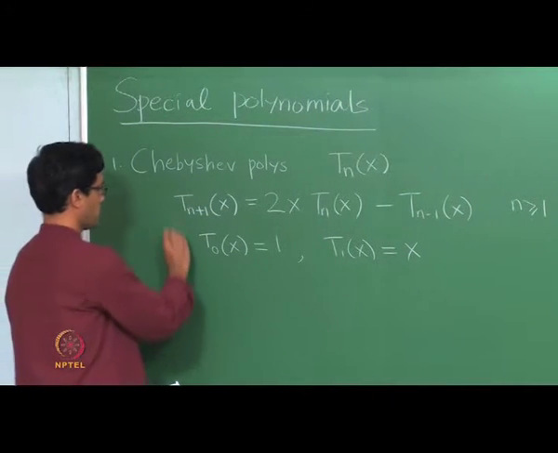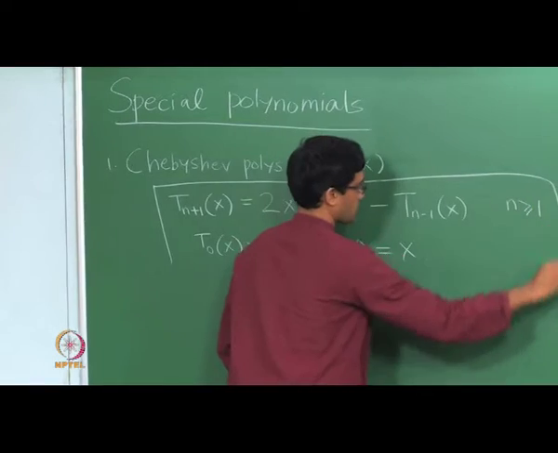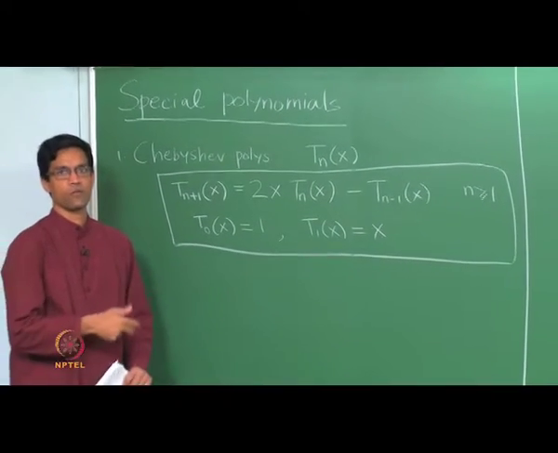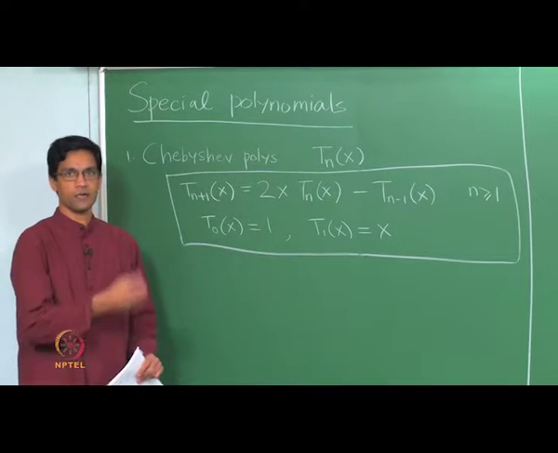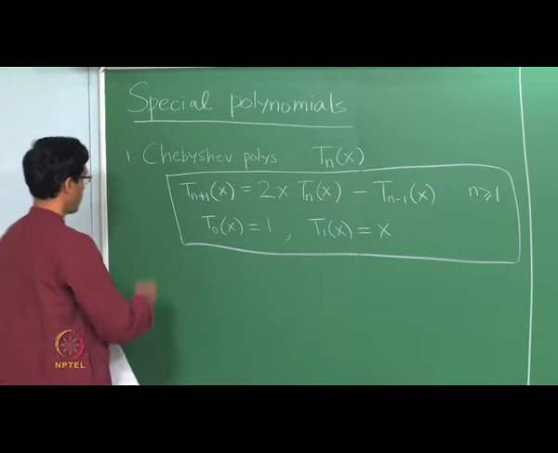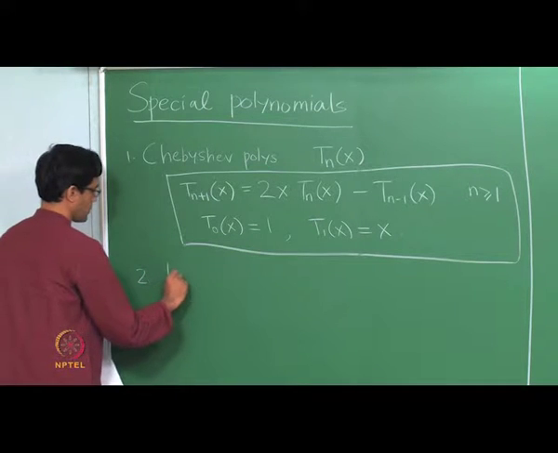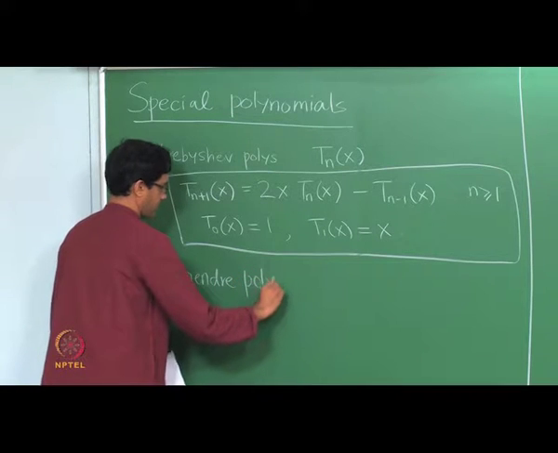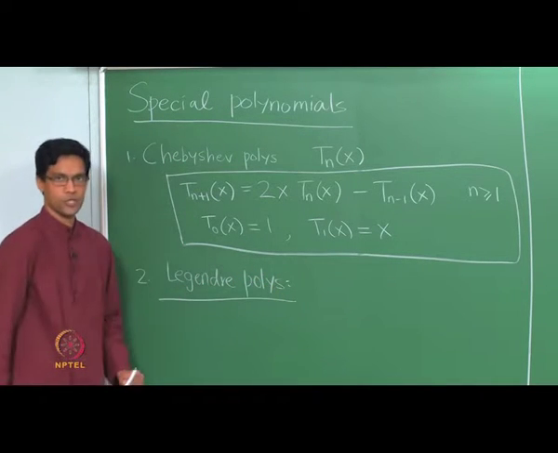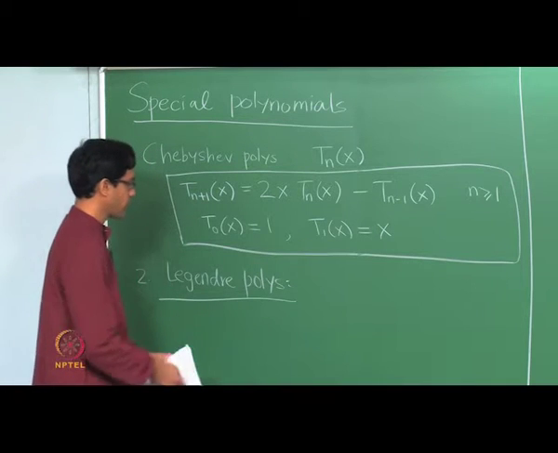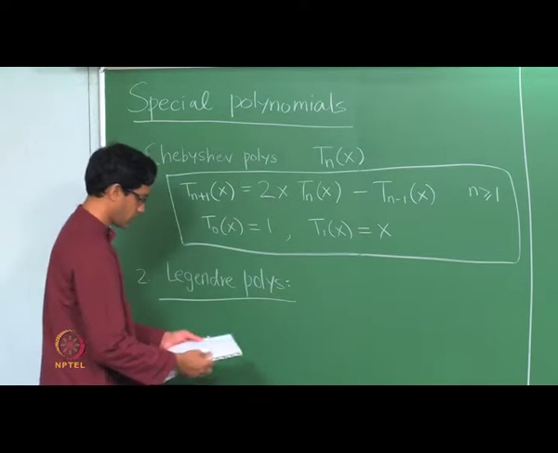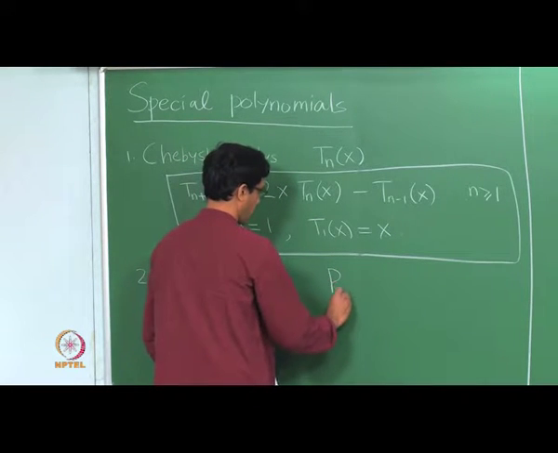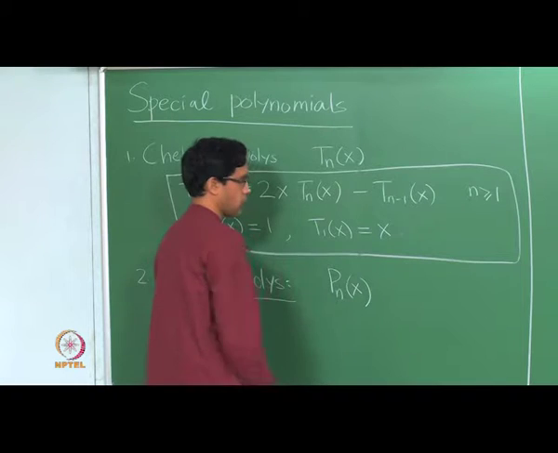This characterization of the Chebyshev polynomials in terms of a recurrence relation turns out often to be one of the most useful ways of defining other interesting classes of polynomials. So, what we will look at today is another class called the Legendre polynomials. Let us define these in pretty much the same way using a recurrence. Let us define a sequence of polynomials called Pn of x, which we will call the Legendre polynomials.